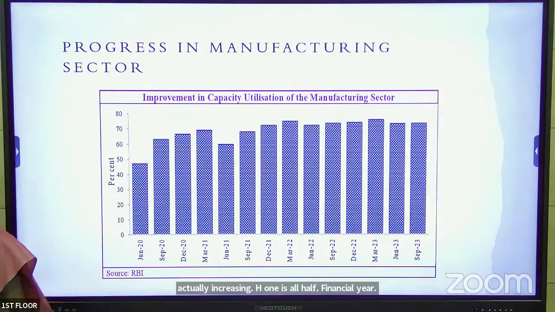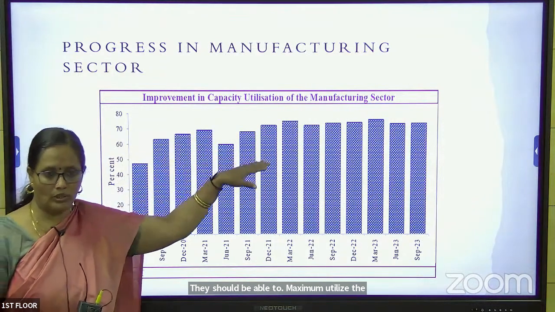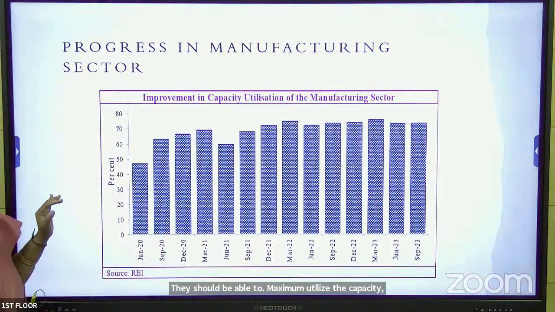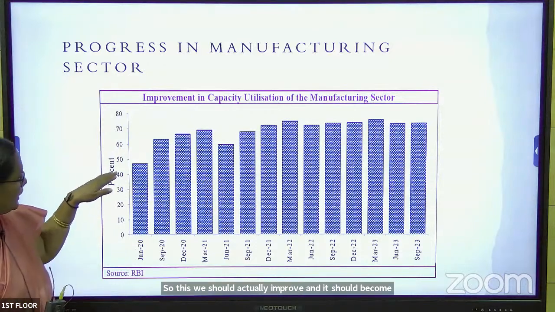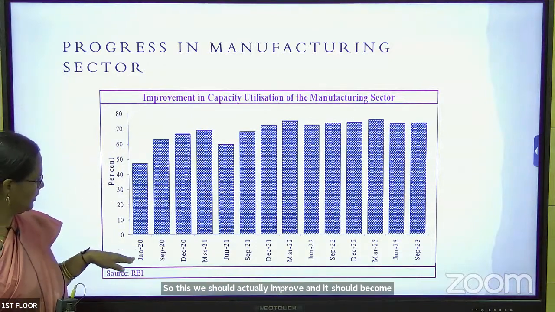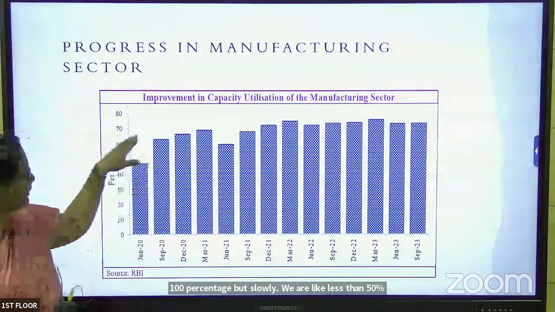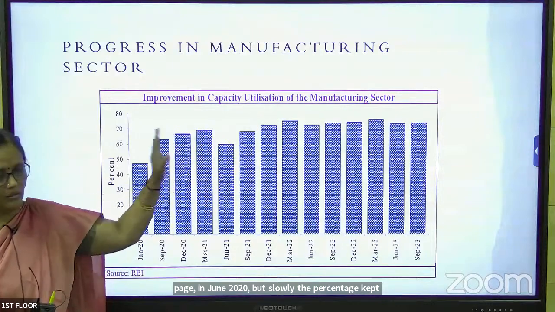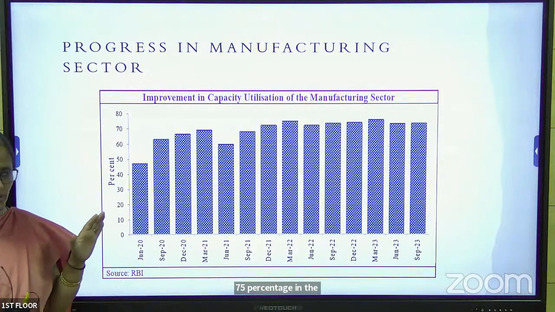Capacity utilization of the manufacturing sector. If there is an existing stock in the financial year and they have the raw materials, they should be able to maximally utilize the capacity, which they are saying is up to 75% now. This should actually improve and become 100%. We were at less than 50% in June 2020, but slowly the percentage kept varying and now we are getting closer to 75% in the existing capacity utilization of the manufacturing sector.